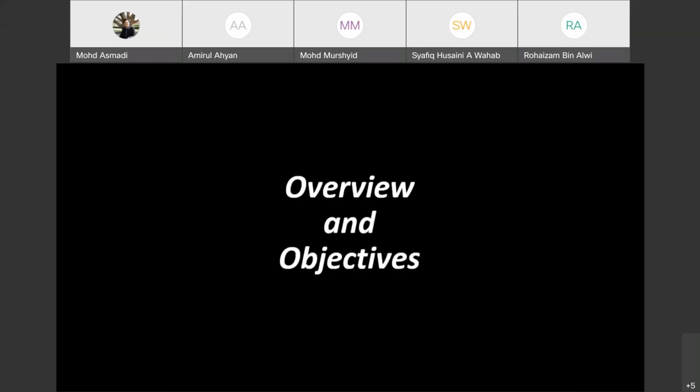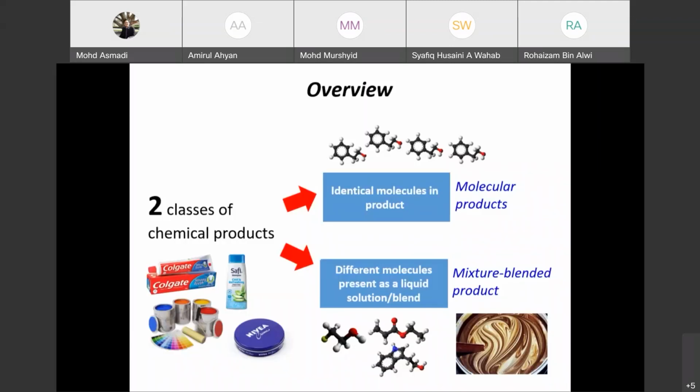Okay, so let's see the overview and also the objective. If you look at this chapter, we will divide it into two classes of chemical products. So you have to remember. First is where the molecules are identical in the product. We call it a molecular product. Kan? Ini yang biasa lah. And then the second is different molecules present as a liquid, solution or blend. This one we call a mixture blend product. Kita banyak-banyak molekul and then kita blend, kita akan dapat satu produk.